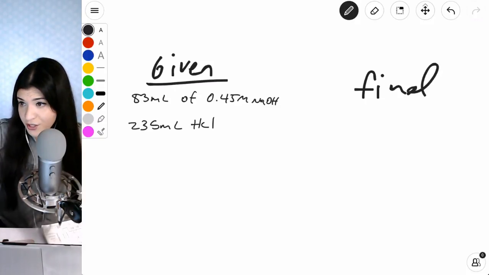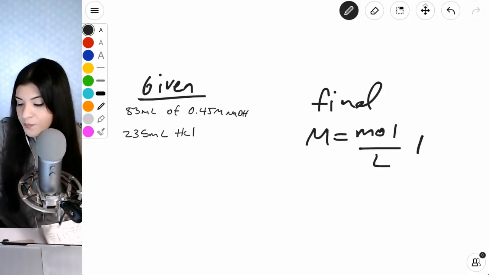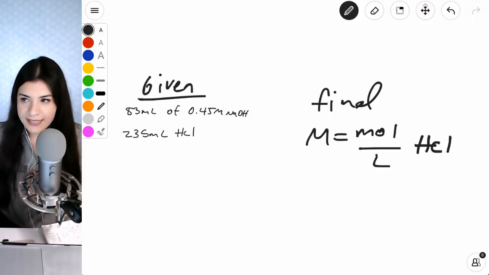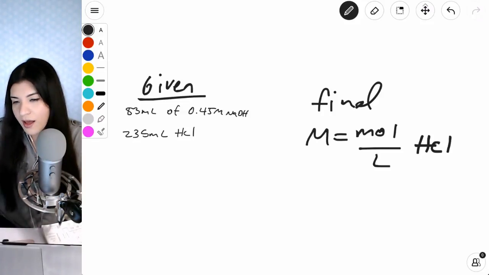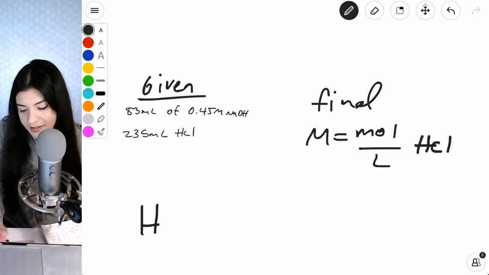We are finding the concentration, which is also known as the molarity, which is moles divided by liters of specifically HCl. Before I start anything, let's write our balanced equation, because that is necessary for titration questions or acid-base neutralization reactions, which is exactly this.